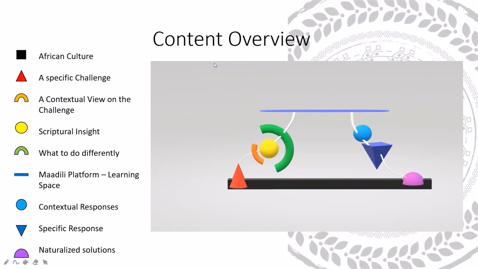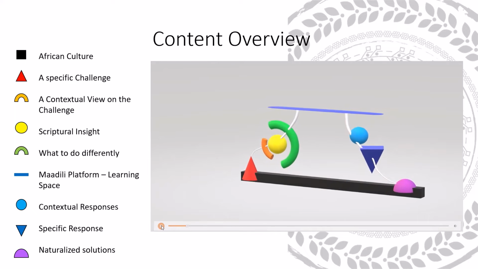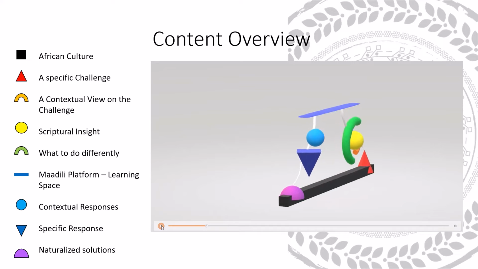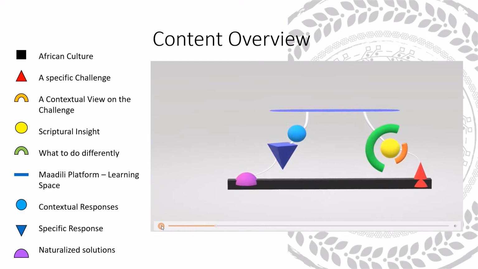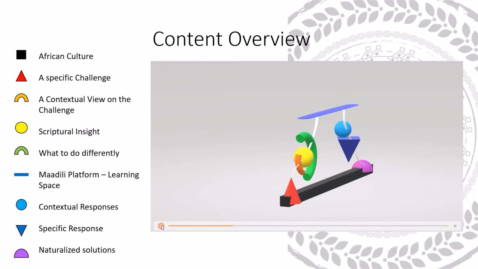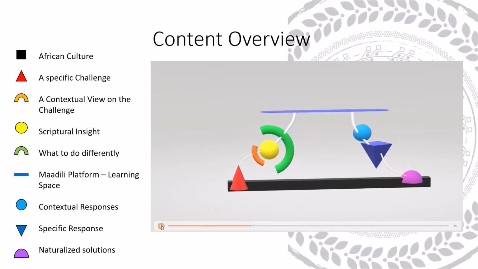So you'll see from this model that the baseline is African culture, and from that we focus on a specific challenge, right? And we want to view that challenge in a context. What's the context of a particular challenge? And once we identify that, we also want to look at some insight. Does the scripture have something to say about it? Next, what can we do differently?